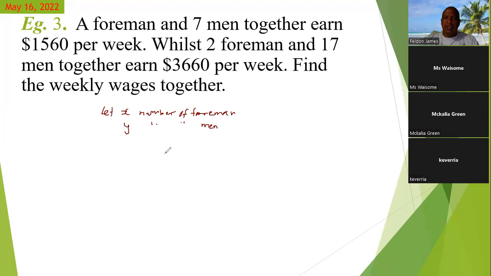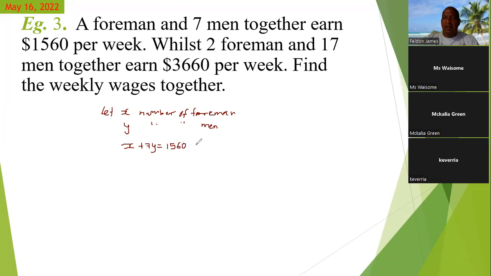Okay, so what's your equation? The first equation, sir, a foreman and 7 men work together earn 1560. That would be X plus 7Y equal to 1560. All right. And then the plus 7Y equal to 1560. Yes, sir. And the other equation where 2 foremen.